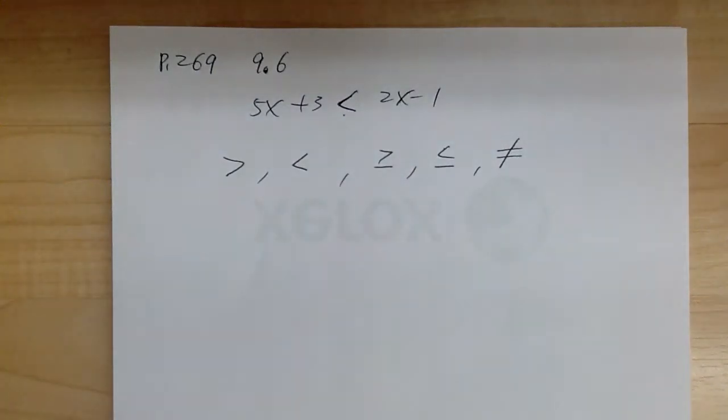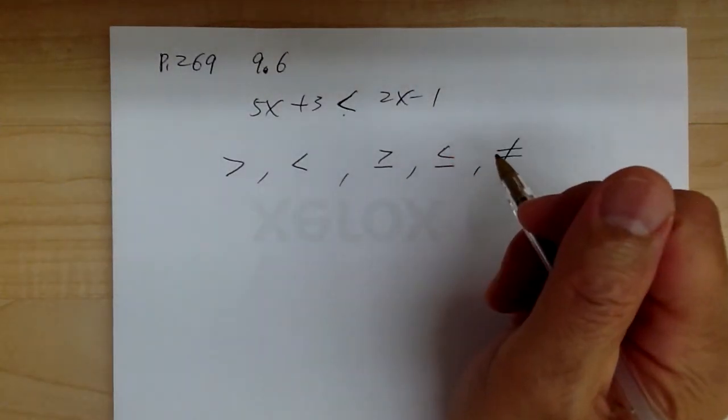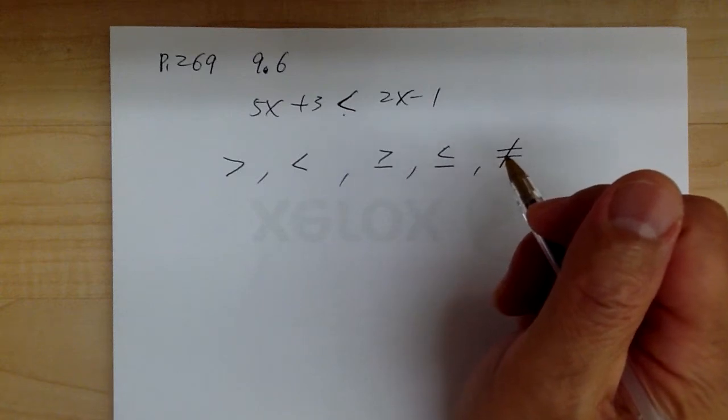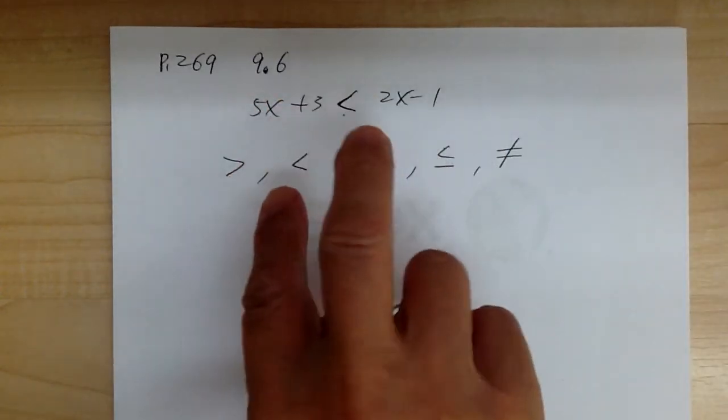Now when you work with inequalities, it's very simple. You're going to do exactly the same as with solving equations, with one exception. That is, when you multiply or divide by a negative number, you need to change the direction of the arrow.